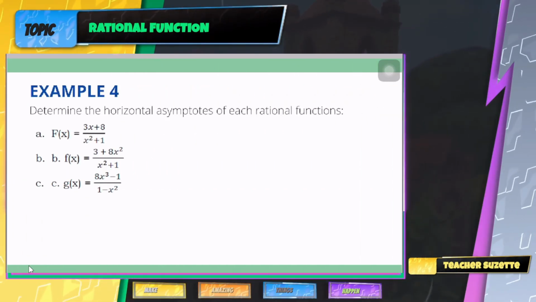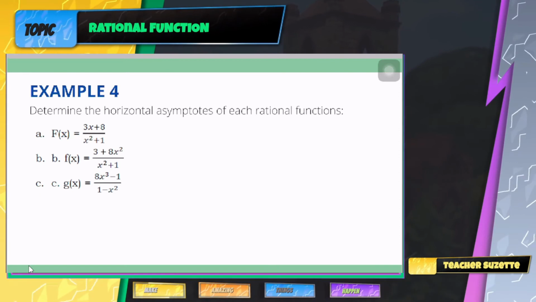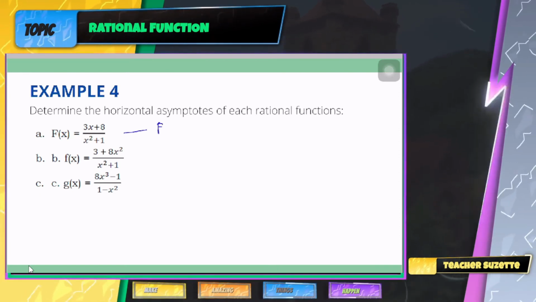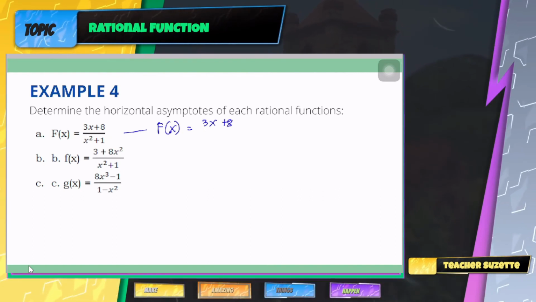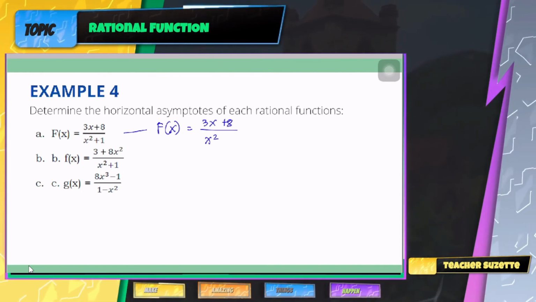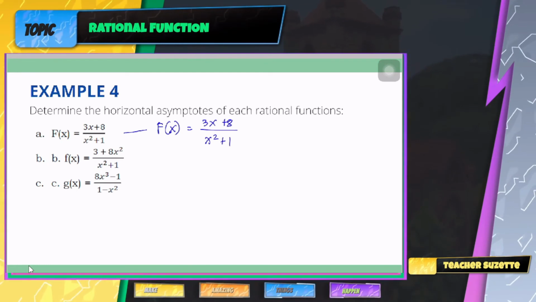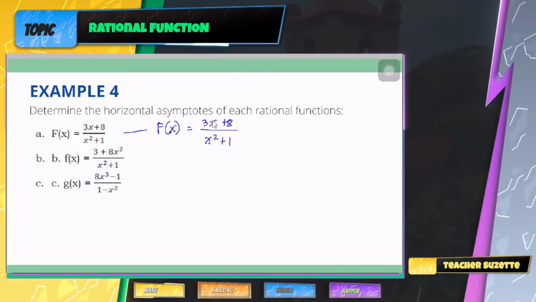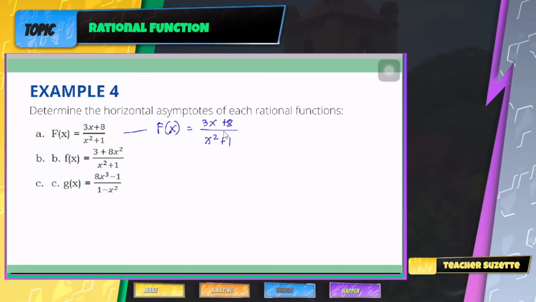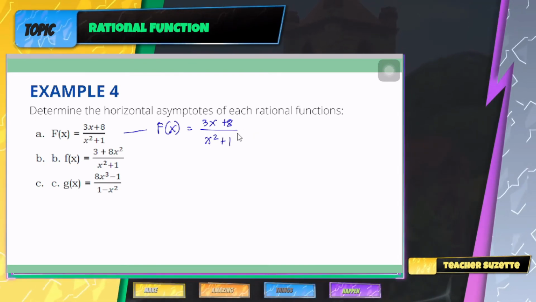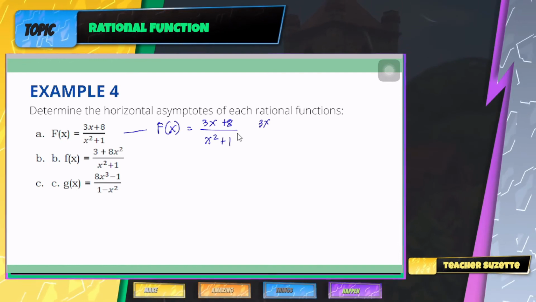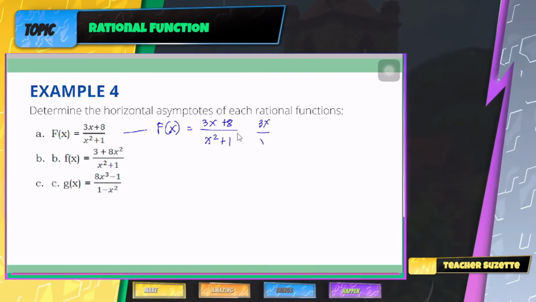So, let's have examples A, B, and C. Let's have first our capital F of x is equal to 3x plus 8 all over x squared plus 1. So, let's first identify yung ating leading terms. Obviously, ang ating leading terms are the terms with highest degree. So, sa ating numerator, that is 3x. And sa ating denominator, that is x squared.